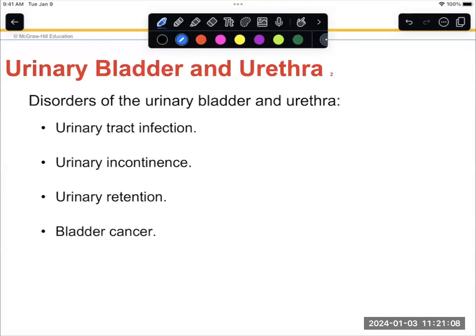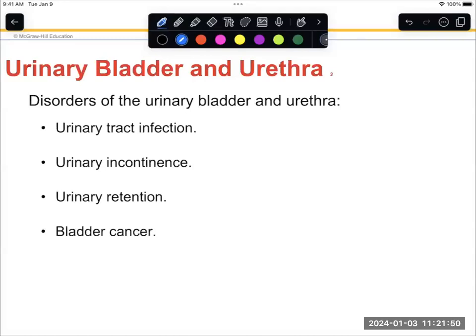Urinary retention is the abnormal, involuntary holding of urine in the bladder. What can cause it? Well, it could be from an obstruction in the bladder or urethra that's preventing something from getting out. It could be neurological, where the nerves that are supposed to let you know that you need to urinate are not functioning. If those nerves are not there to tell you to go urinate, it's going to cause urinary retention.